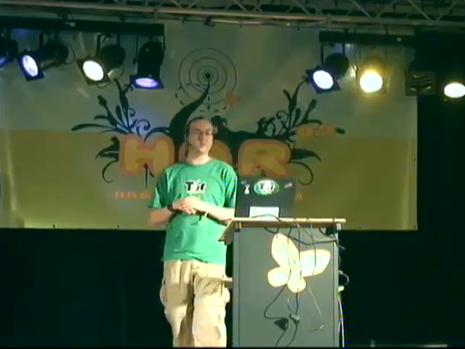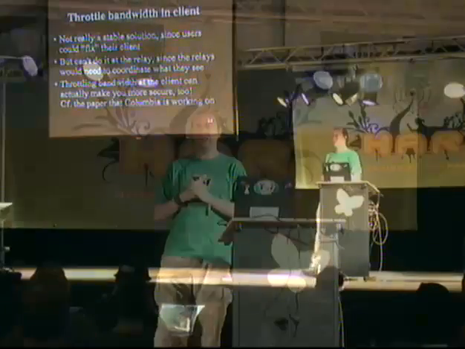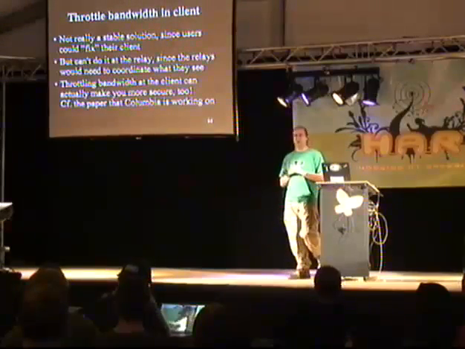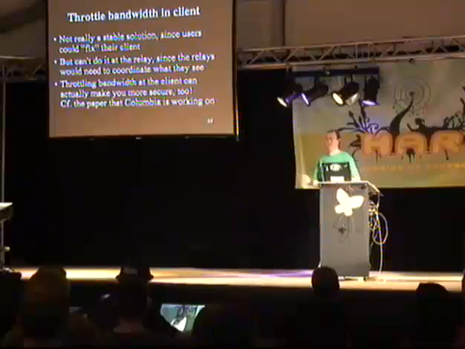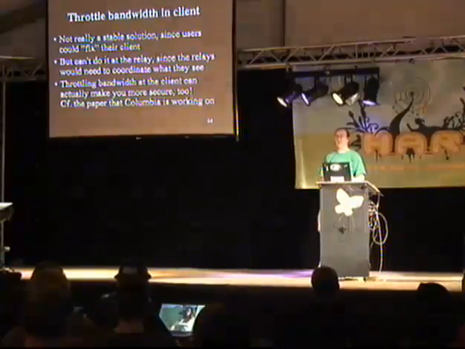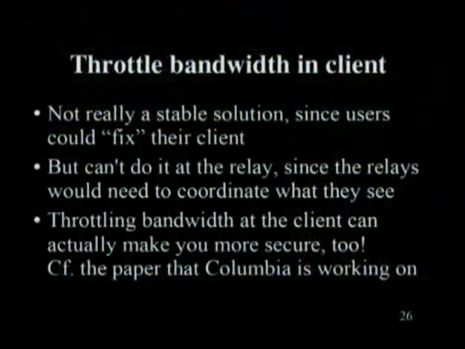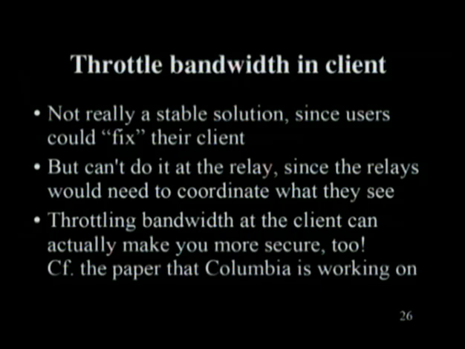Okay, another thing we can ponder: maybe we should be throttling the bandwidth in the client. If we've got all these file sharing people, all these bulk transfer people, maybe we should say your Tor client can send 20 kilobytes a second. That's all you get. On the one hand, it's not really a very stable solution, because some guy is going to build a Tor++ client that doesn't rate limit itself, and they'll put that out there, and then we'll be competing with that. We can't really do it at the relay.